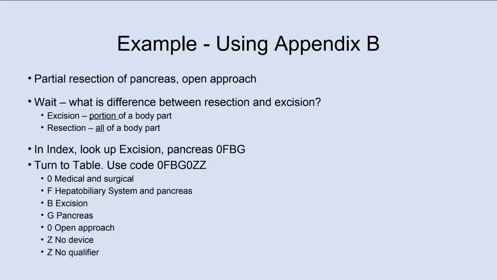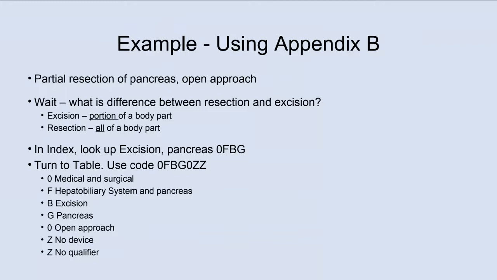So here's an example of using Appendix B. We're trying to look for a partial resection of the pancreas, open approach. Okay, what's the difference between resection and excision? What do I need to look up? Excision or resection? Excision is a portion of a body part. Resection is all of a body part.